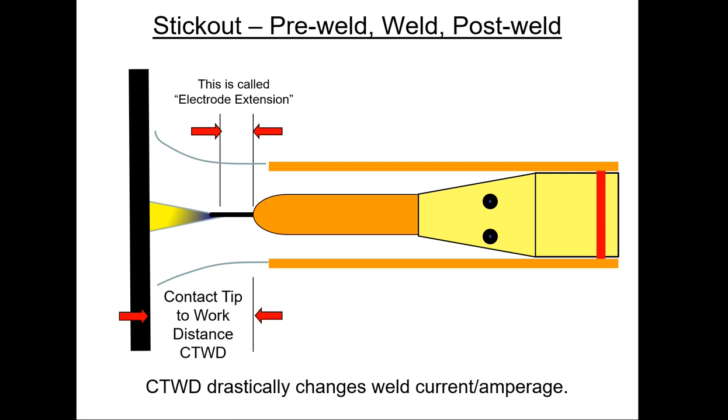Hence, if your voltage or your trim is too high in pulse mode, your extension is going to be much shorter, drawing all this plasma in closer to the contact tip and melting the end of it. I'll show you some good examples of this later on.